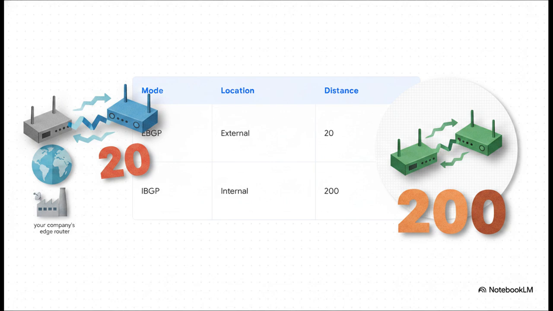But then we have internal BGP, or iBGP. This happens when two BGP routers are talking inside the exact same autonomous system. Because it's internal, iBGP uses a much higher administrative distance of 200. This clear distinction ensures routers always know exactly where their routing information is coming from, for sure.